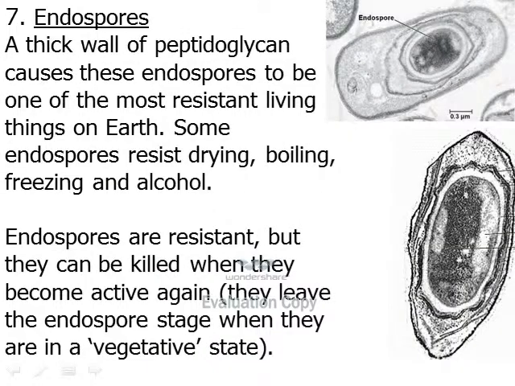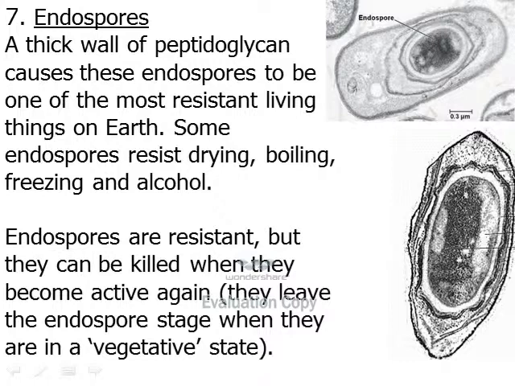What's the oldest living thing on Earth? It might be a bacterial endospore living in the gut of an old Egyptian mummy. The thick peptidoglycan endospore of some of these bacteria is so resistant, they can withstand drying, boiling, freezing, they laugh at alcohol, and even radiation can't kill them sometimes.